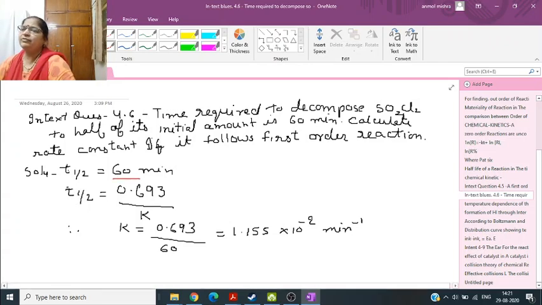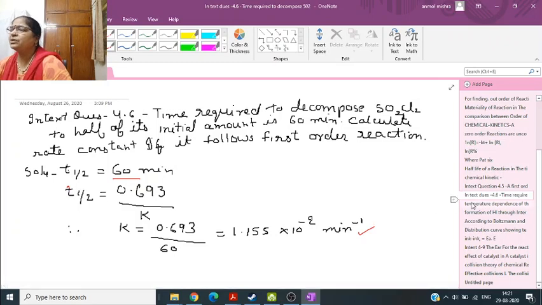The formula we have derived earlier also, that is for first order reaction T half is equal to 0.693 by K. So K will be equal to 0.693 by 60. So this is per minute. Now if you want to calculate per second, you can find out per second also.